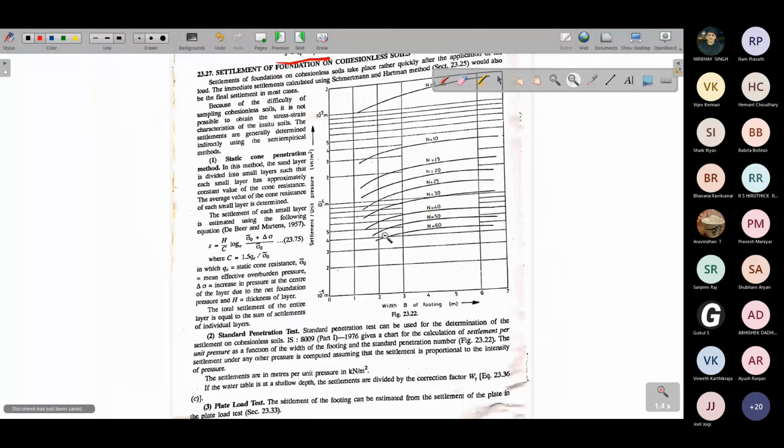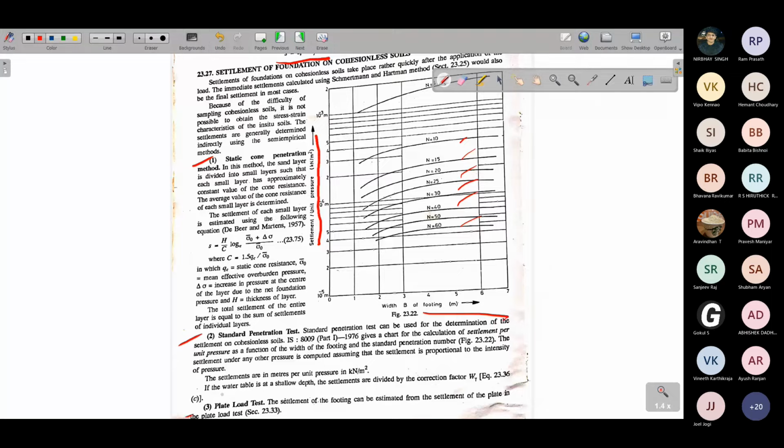So look at this graph. Directly we can find out the settlement for a cohesionless soil. On one side we are plotting the width of the footing, on the other side settlement per unit pressure, in millimeter per meter square. Here are the N values. As the N values are increasing, what is happening? Settlement is reducing.